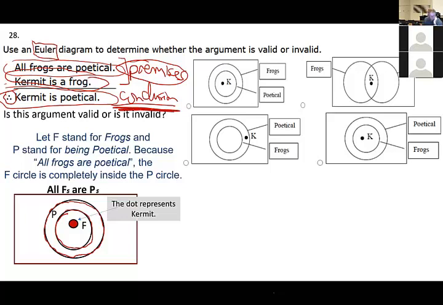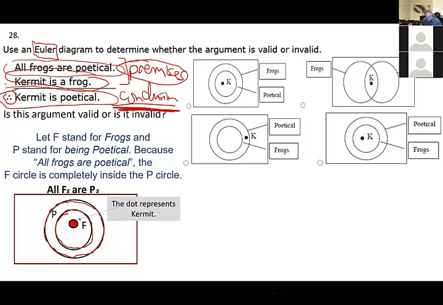So if you know that Kermit's a frog and that all frogs are poetical, does it absolutely 100% have to follow that Kermit is poetical? In other words, Kermit's inside the frog circle, but everything in the frog circle is also inside the poetical circle. So not only is the red dot inside the F circle, but since the F circle is completely inside the P circle, the red dot's also inside the P circle.